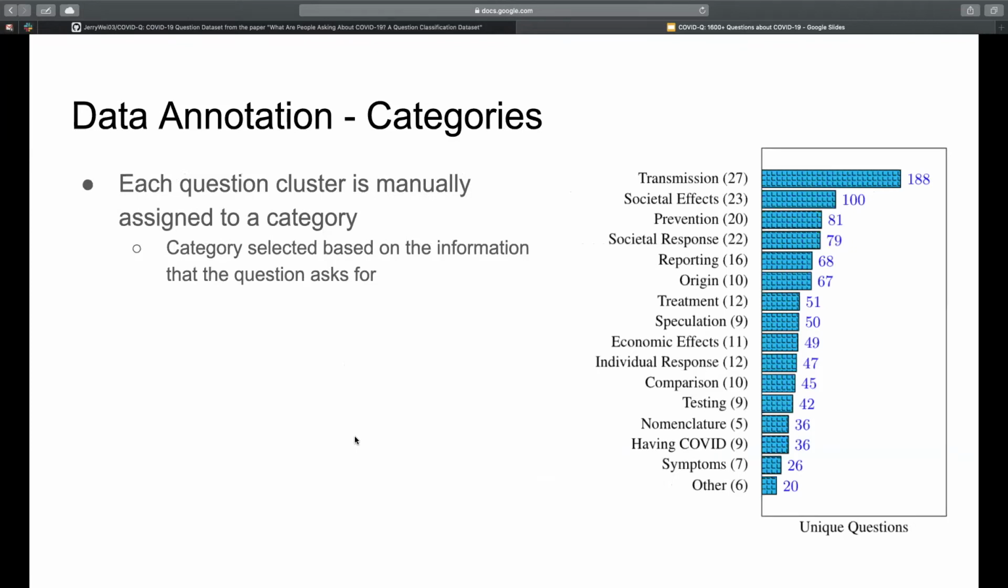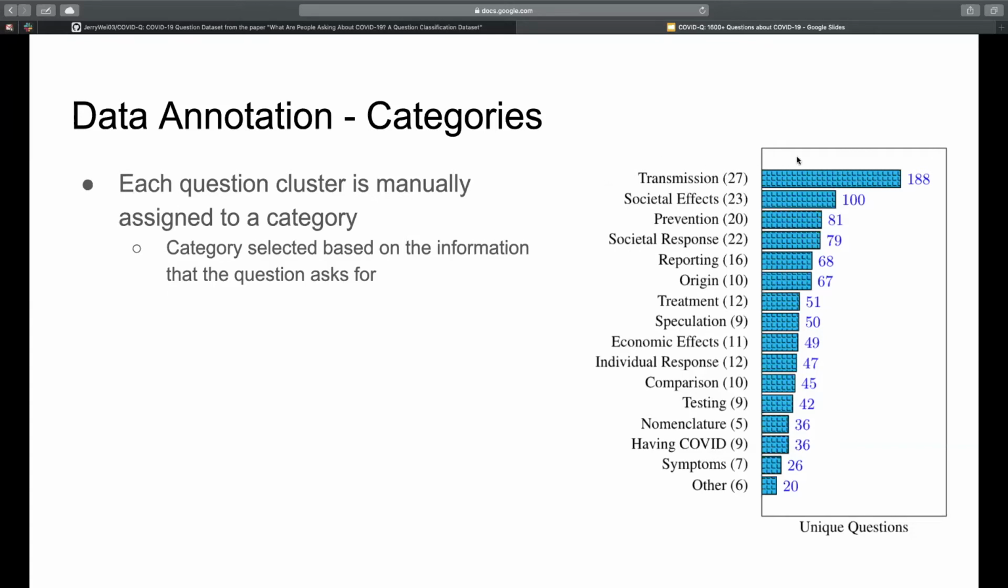Our second annotation is to annotate question clusters into categories. We select a category based on what kind of information a question is asking for. On the right here, I've included all of the question categories: transmission, societal effects, prevention, societal response, and so on. In parentheses is the number of clusters in that category. For example, there are 27 clusters in the category transmission, 23 clusters in the category societal effects, and so on. And the bars show the number of unique questions in that category.